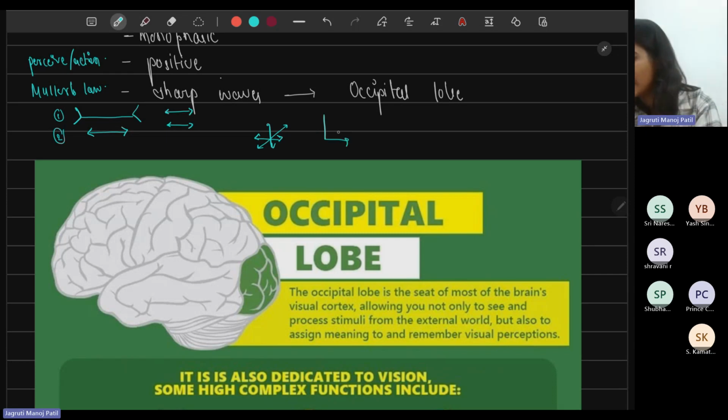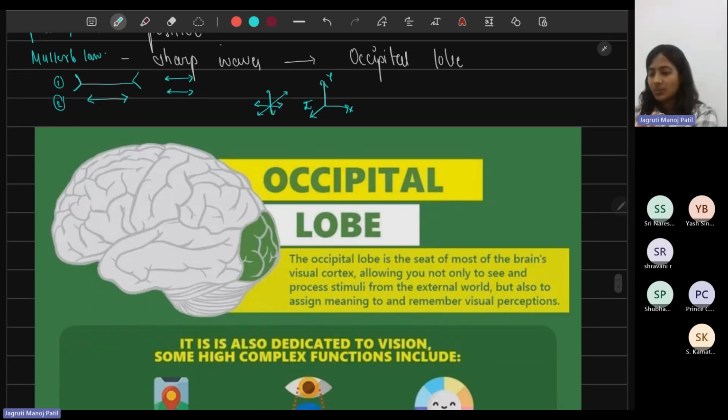So we have something like this. This is X and Y. But we also have something like this, that is Z, that is depth. So we are able to visualize what the depth of it is.